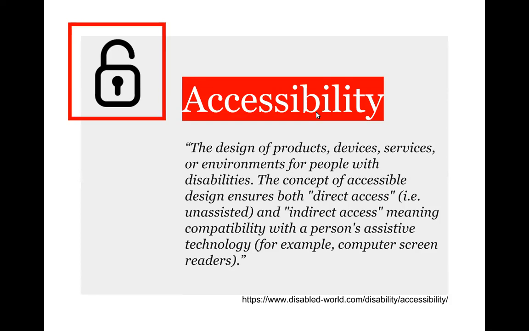So I like this definition of accessibility, which is that it's the design of products, devices, services, or environments for people with disabilities. The concept of accessible design ensures both direct access, which means unassisted, and indirect access, meaning compatibility with a person's assistive technology, for example, computer screen readers. And much of what we'll be talking about today is going to be about making a PDF that will work well with assistive technologies, which is part of the reason why I like this way of thinking about accessibility.